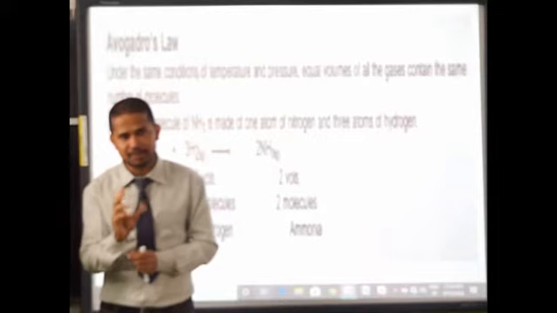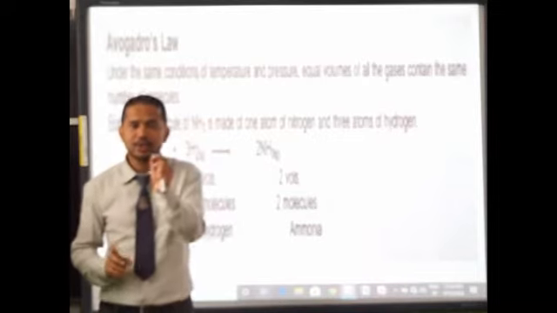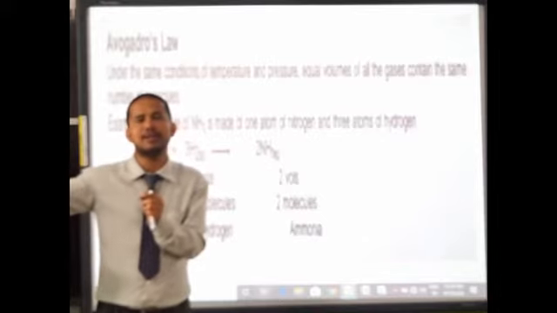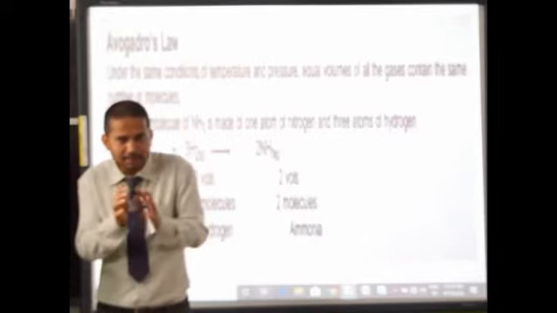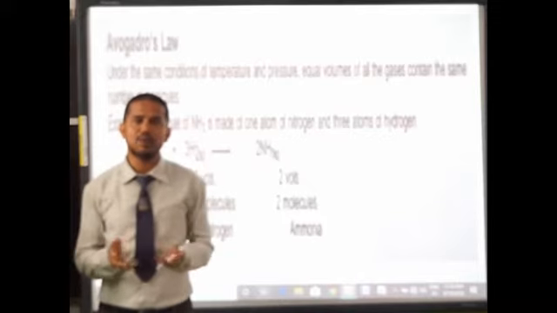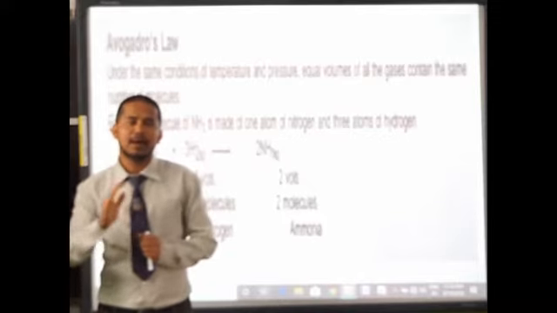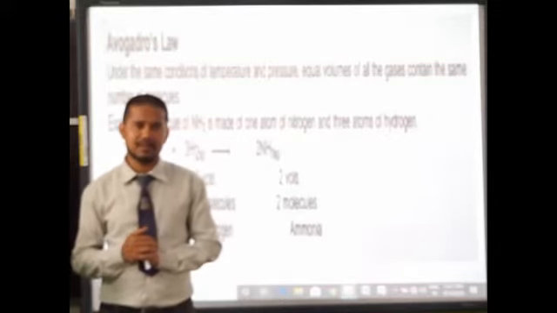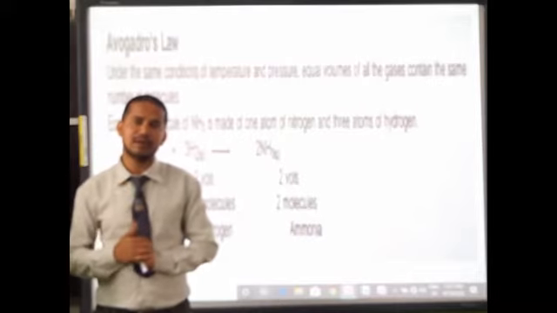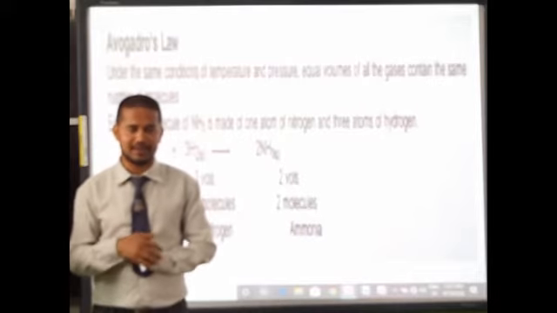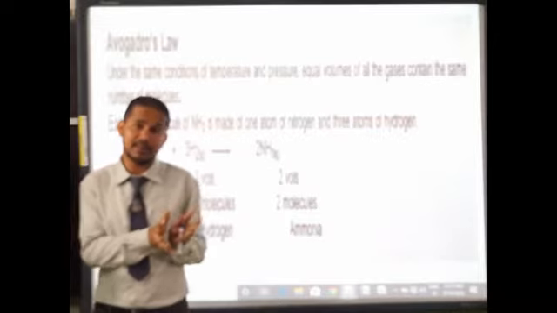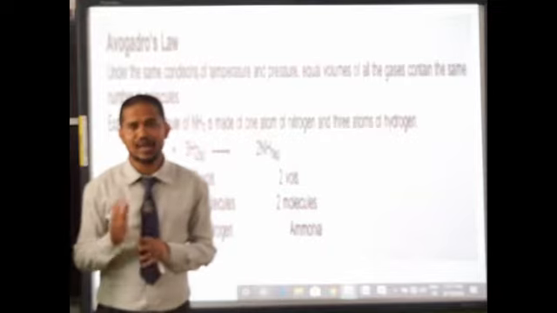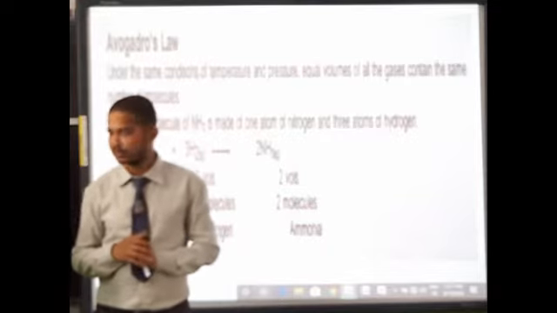That means number of molecules in 1 liter of oxygen is equal to number of molecules in 1 liter of carbon dioxide. So number of molecules is same. For example, 1 dozen of banana has 12 bananas. Then 1 dozen of egg will have 12 eggs. So dozen means 12. Similarly, equal volume of all gases will have same number of molecules.